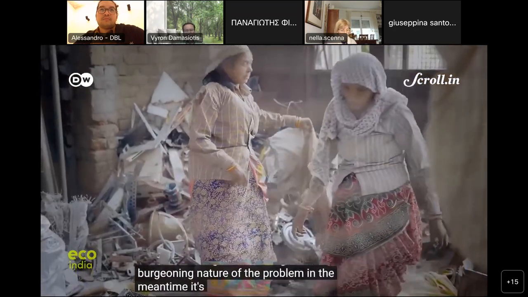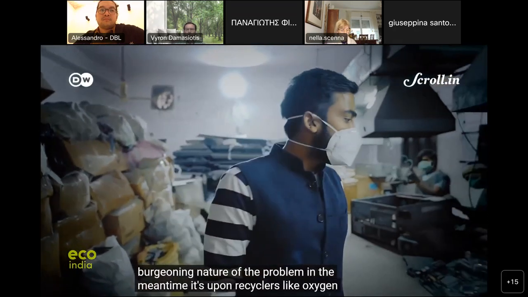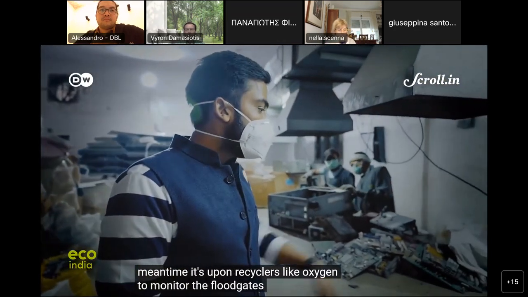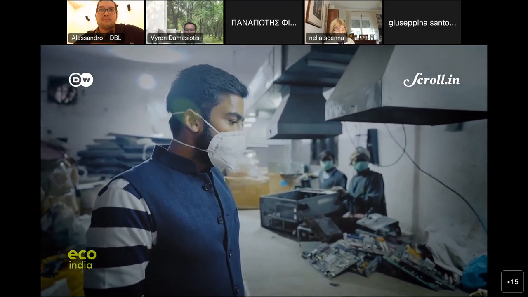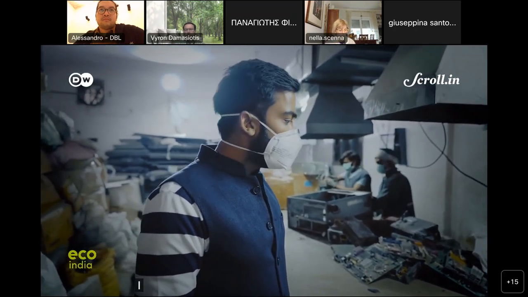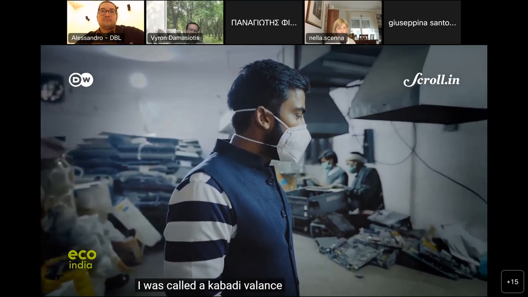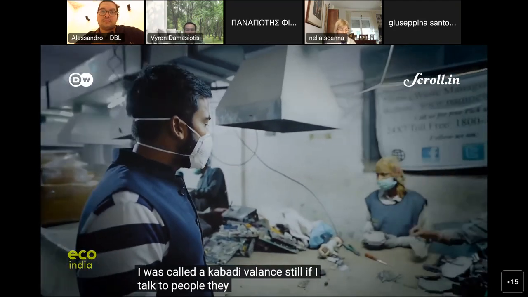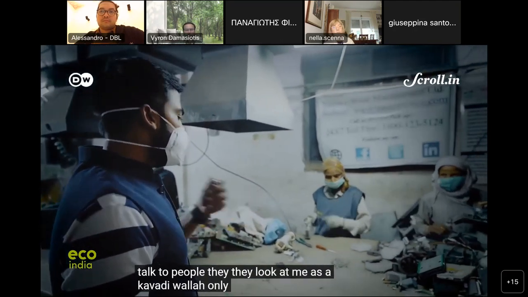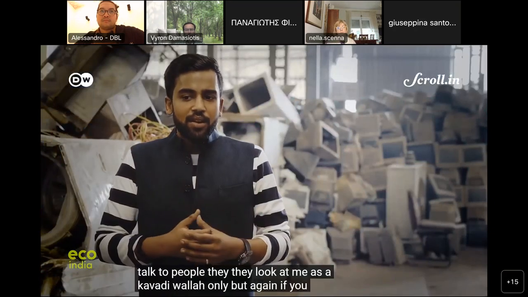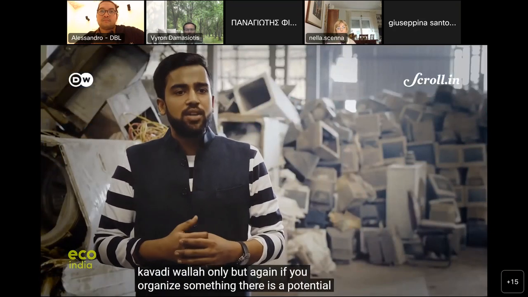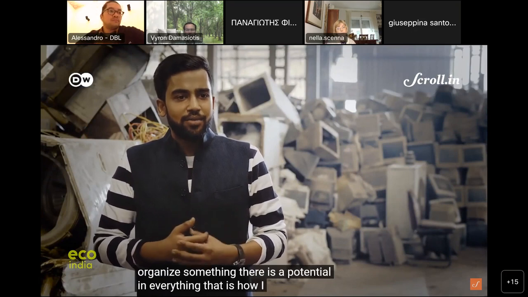In the meantime, it's upon recyclers like Akshay Jain to monitor the floodgates. What's in this card? Zinc. Zinc is empty, so why open it? I was called a kabadi wala, and still, if I talk to people, they look at me as a kabadi wala only. But again, if you organize something, there's a potential in everything. That is how I see it.